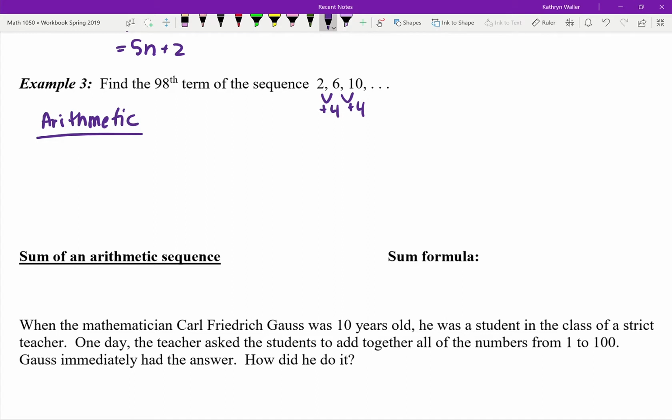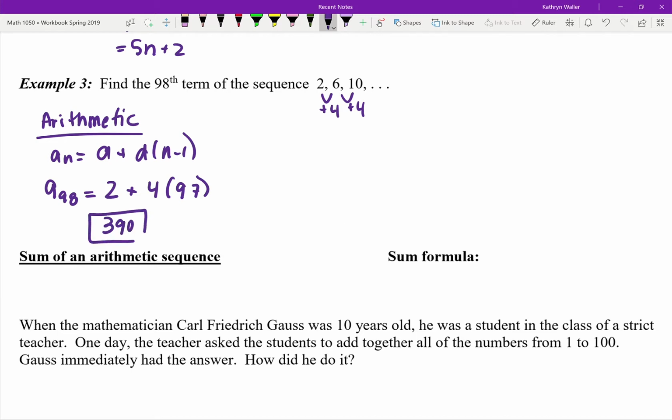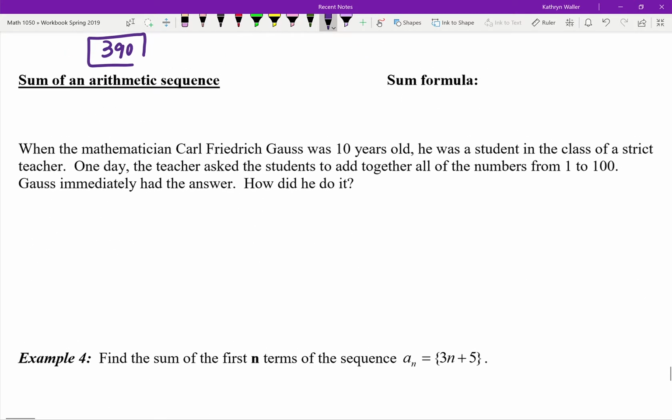So they're asking me for a specific term. So everybody go a sub n equals a plus d times n minus 1. They're asking me for the 98th term, so that would be a sub 98. That's the first term, which is 2, plus the common difference, which is 4, times 98 minus 1, which is 97. So you just go 2 plus 4, parenthesis 97, close it off. Your answer is 390, and you're done. Very simple. Okay, that's why today's sweet, because of the nice formulas.